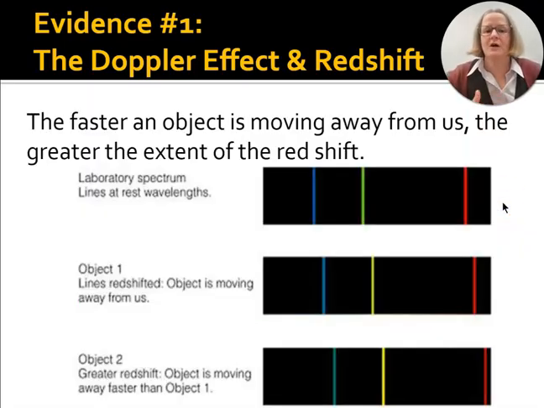So the faster an object is moving away from us, the greater the extent of this redshift, of this stretching of the light waves. So in this image, the top image shows the light coming from a source. If you move it away, each band is moved to the right, which is towards the red end of the spectrum. And if you move it away faster, the bands move further from their original position.